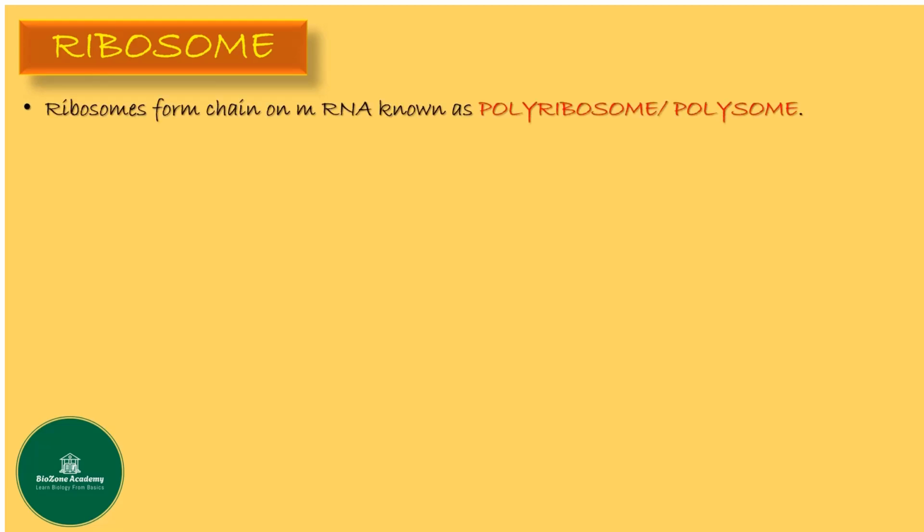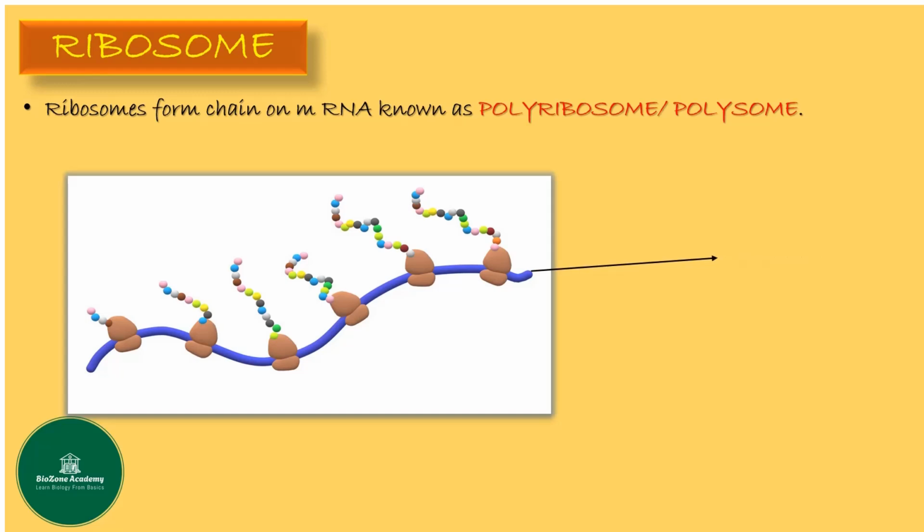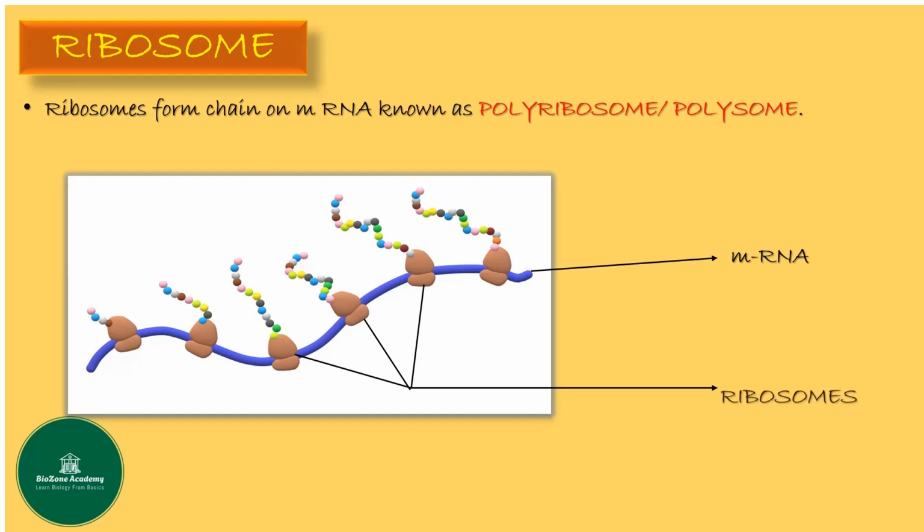The ribosomes form a chain on mRNA known as polyribosome or polysome, like in this picture. Here this blue color structure is mRNA. This brown color structure represents the ribosome. These ribosomes are present on mRNA and this colorful structure represents the protein. This entire structure represents the polyribosome or polysome.